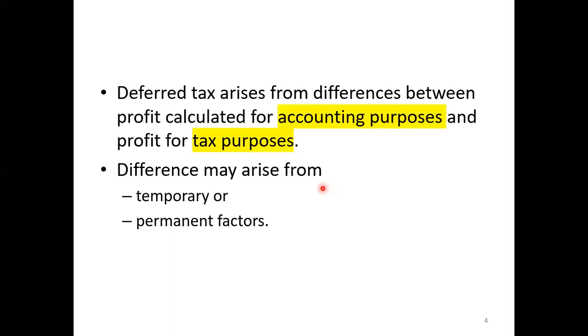Deferred tax arises from the differences between profit calculated for accounting purposes, right? Keep in mind that deferred tax, the future tax, arises due to the differences between accounting profit and the tax profit. Deferred tax arises from differences between the profit calculated for accounting purposes and profit for tax purposes. Simply due to the differences of accounting profit and taxable profit.